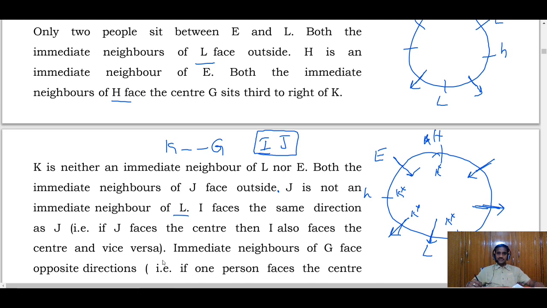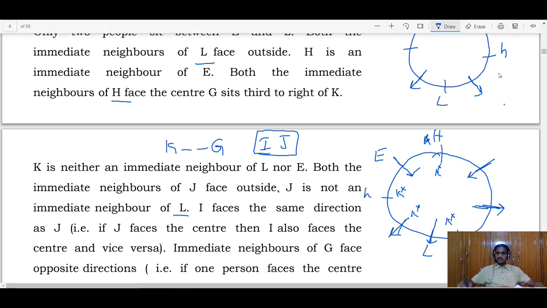Immediate neighbors of G face opposite directions, sorry. Immediate neighbors of G are facing opposite directions. One minute. Then, as immediate neighbors of G are facing opposite directions, G cannot be at this place.